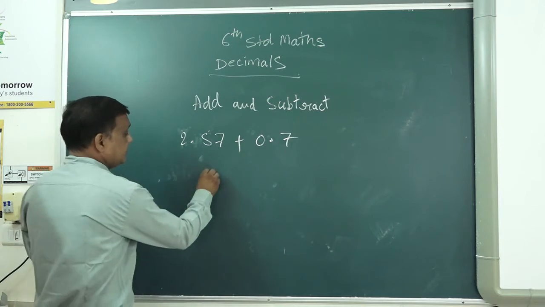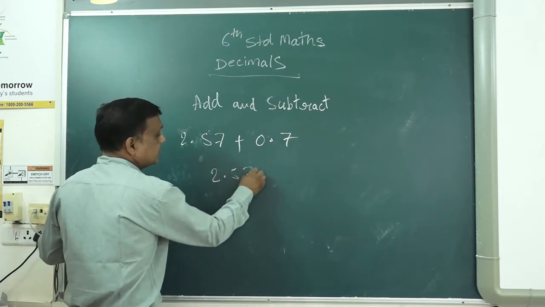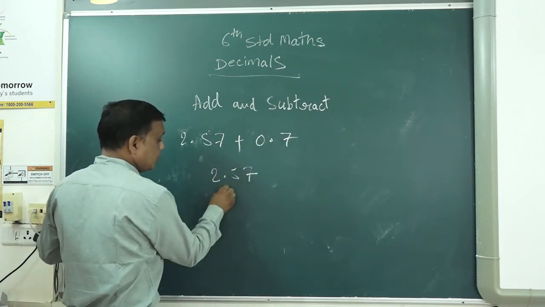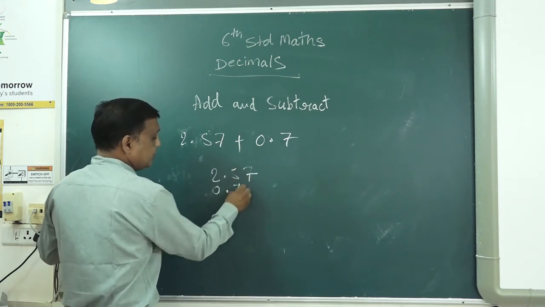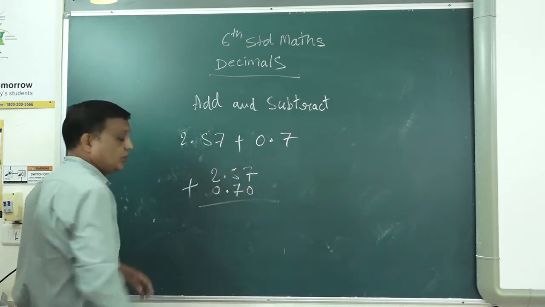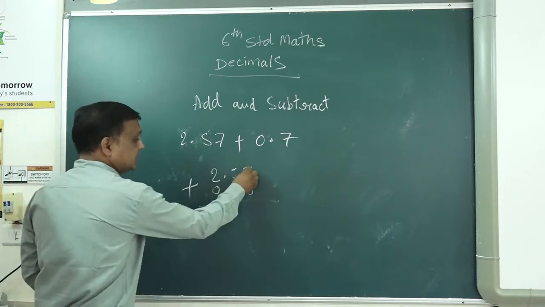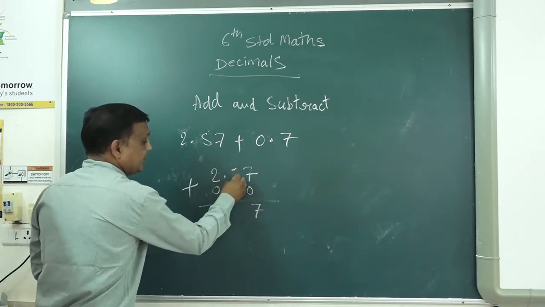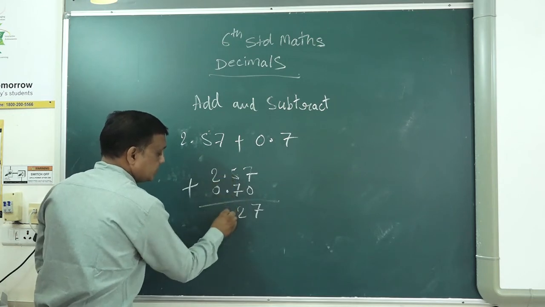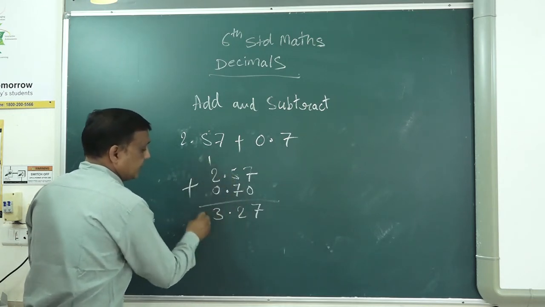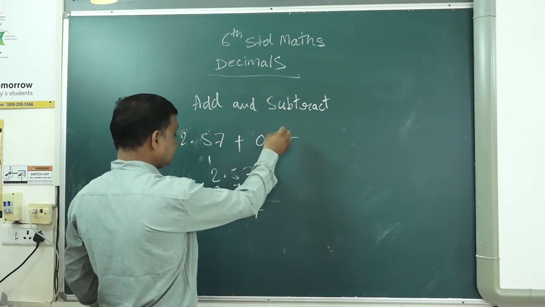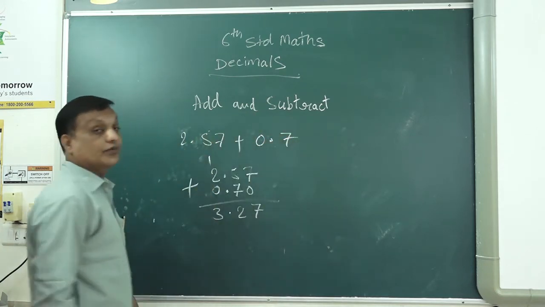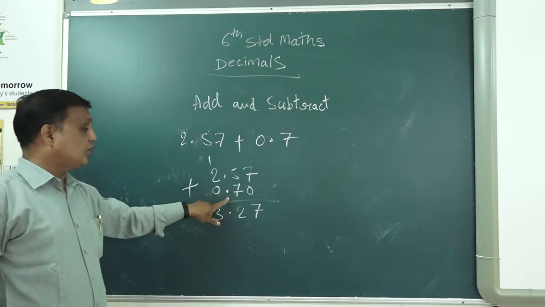So here it is given 2.57, and below it 0 point 7, with the point below the point. Here is nothing, so it is 0. What you have to do is add. 7 plus 0, 7. 5 plus 7, 12. Point. Carry 1, and this is 3. So 2.57 plus 0.7 is 3.27. So when you add, the point below point must be there.